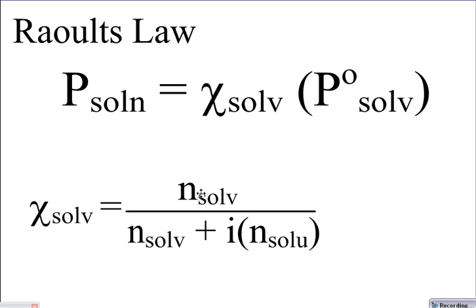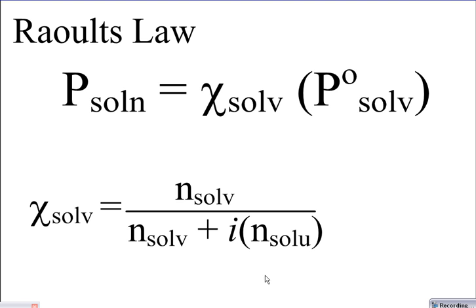The mole fraction of the solvent is the moles of solvent divided by the moles of solvent plus the moles of solute. But this, moles of solute, is where i comes in. You need to multiply it by the Van't Hoff factor, because for every mole of solute, you're going to end up with a particular number of particles in solution, and that is going to affect the pressure of the solution.